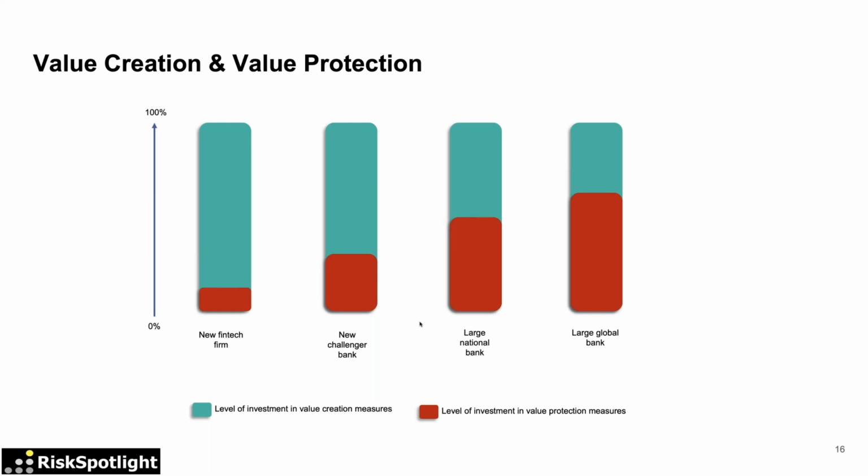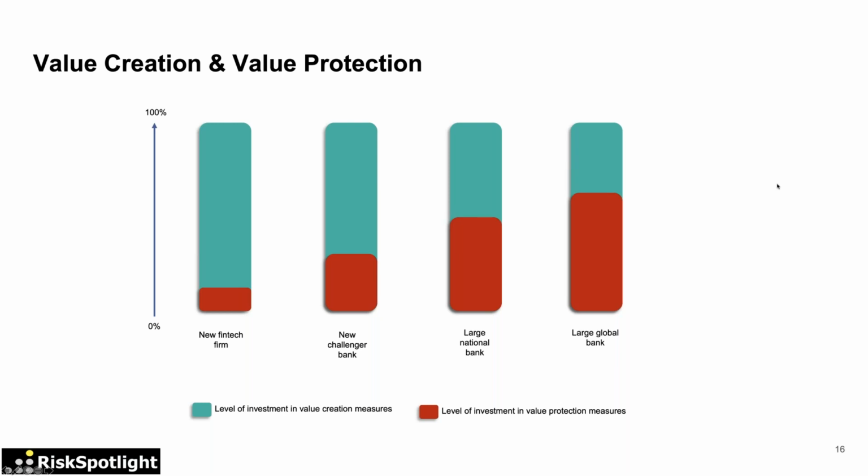So if you are a new fintech firm, because you're new, you don't have a lot of value, you haven't created a lot of value, you still don't have to comply with lots of regulations. You don't have that many customers, that many products, that much market share. So a fintech may be able to invest 80% of its budget in value creation, and then a very small percentage on value protection.